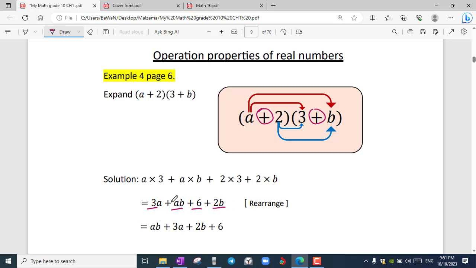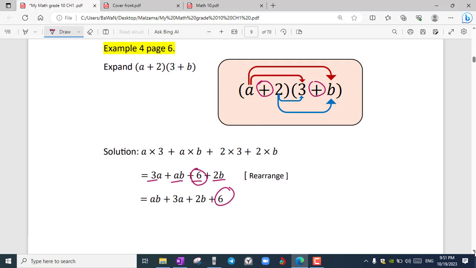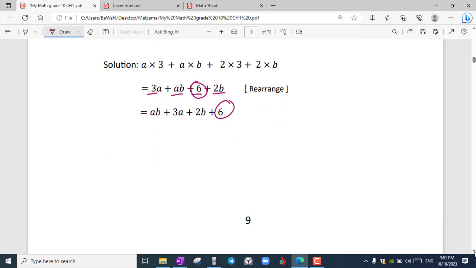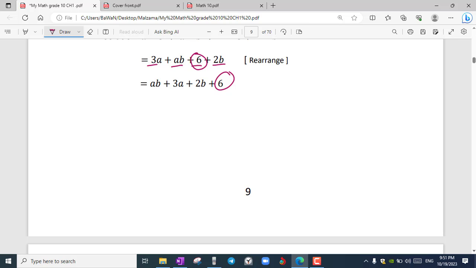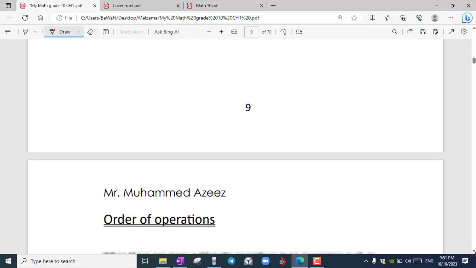Rearranging this, the term that contains ab in the first, then a second, b third, constant is always at the end. This rearrange is not really necessary, but it's something that if the question said simplify your answer or write in the general form, we should do this rearrange.